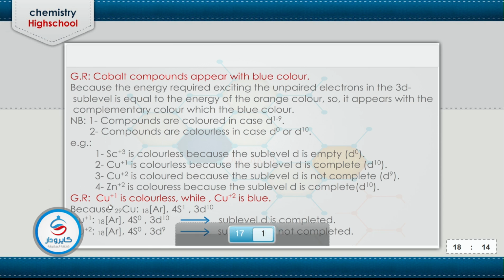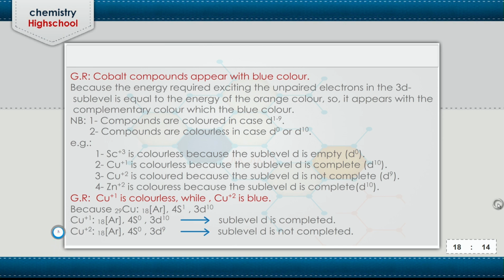Give reason: copper 1 is colorless while copper 2 is blue. The answer: because the electronic configuration of copper, which has atomic number 29, is argon 18, 4s has 1 electron, 3d has 10 electrons. The electron configuration of copper 1 is argon 18, 4s has no electrons, 3d has 10 electrons. In this cation, the sublevel d is completed, so copper 1 is colorless.